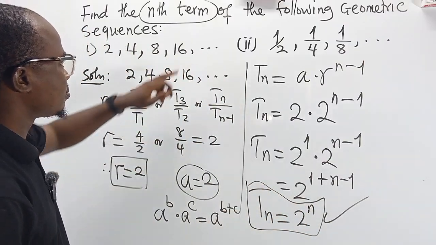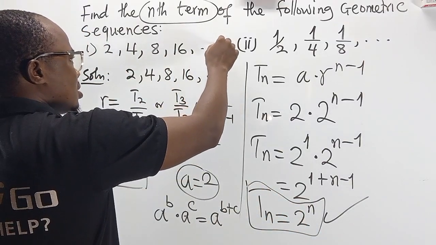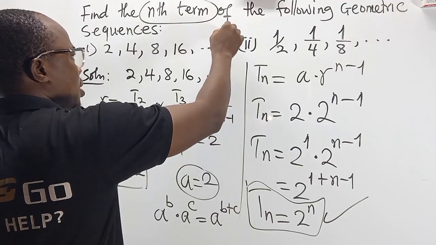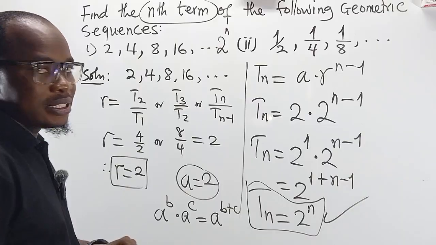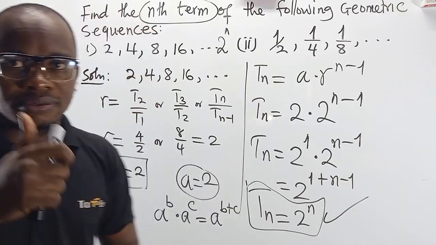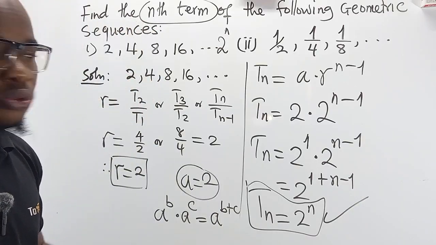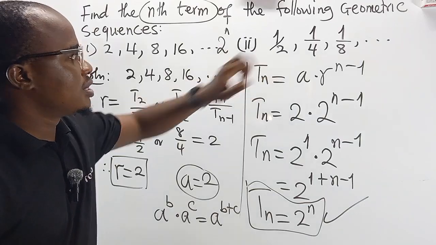2 to the power of n. And this tends to what? 2 to the power of n. So that is the n term. All right, thank you. So let's look at this second one.